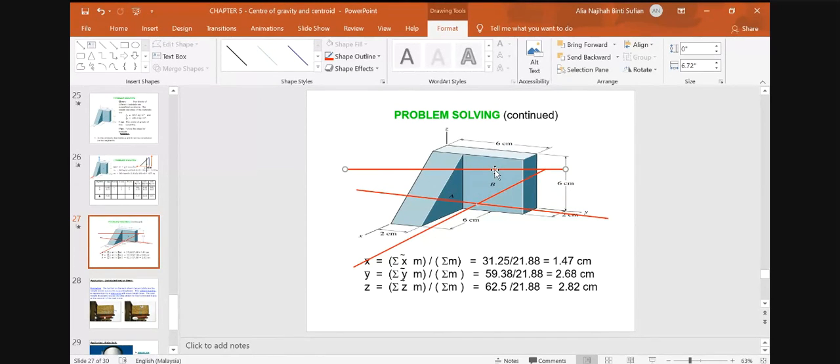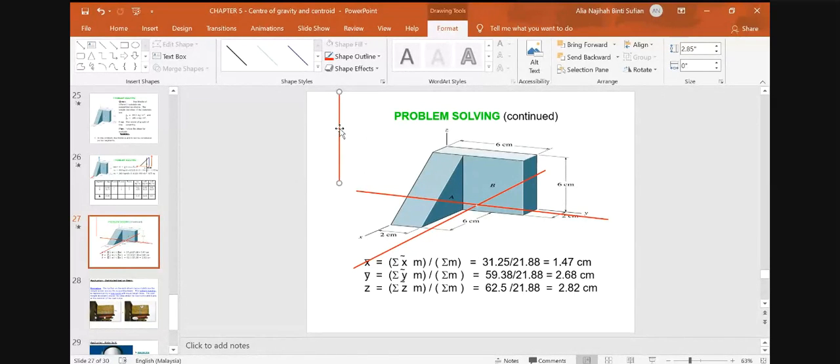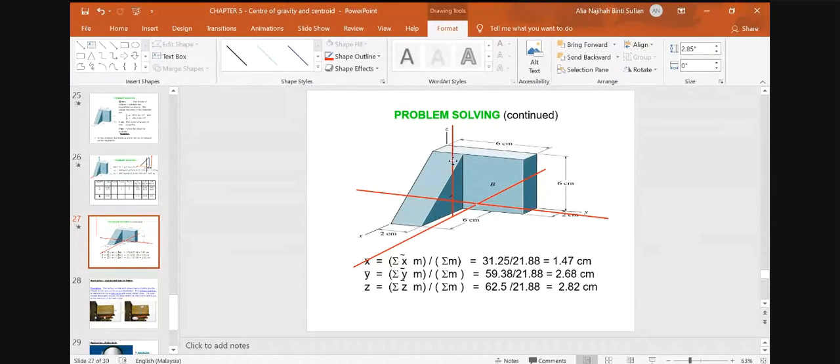The z dimension is vertical, so it's the centroid. Yes, it should be vertical. Yeah, vertical. Vertical. 2.82 at 2.82. I'm so confused now. Let me do it later, and I will inform you later.